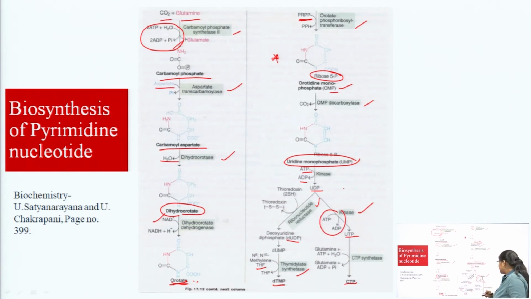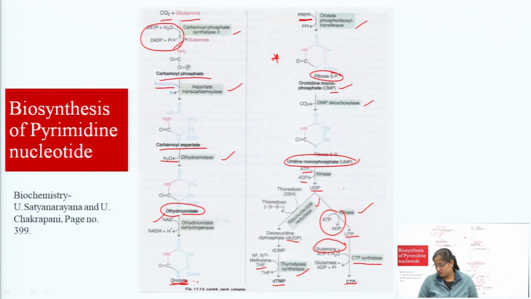And then from UTP we can convert it into any other, especially cytidine triphosphate, another pyrimidine nucleotide, that is cytosine. From UTP we prepare our cytidine nucleotide, and the enzyme we are using here is CTP synthetase, cytidine triphosphate synthetase. Here we are incorporating one of our amino acids, glutamine, which is converting into glutamate, and we have our final CTP.